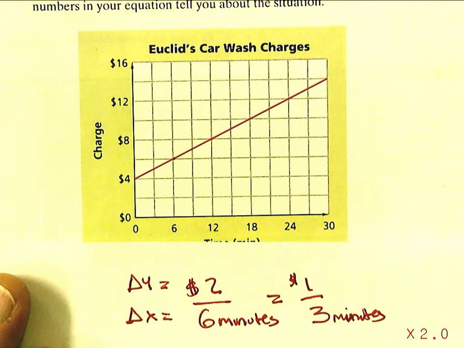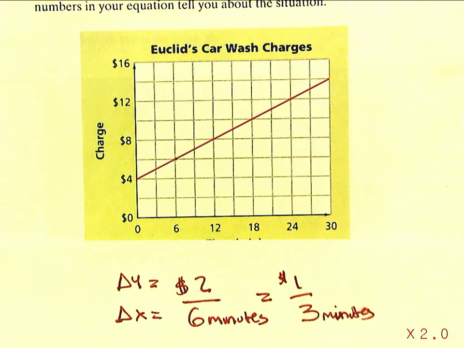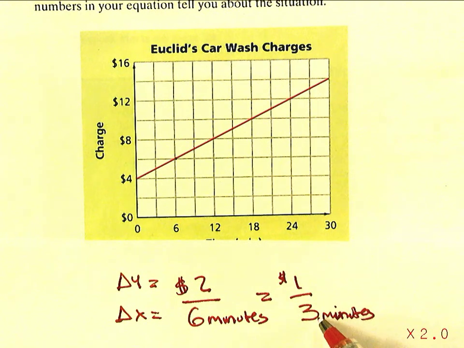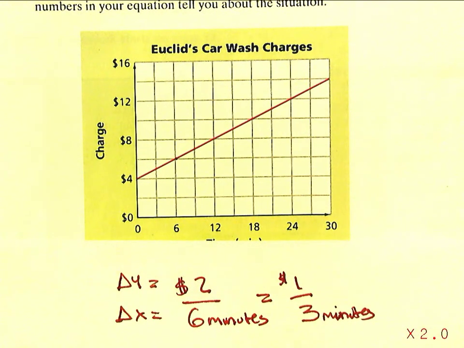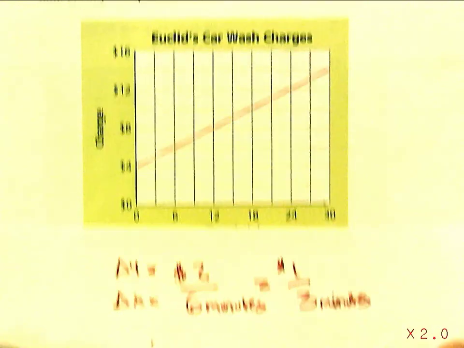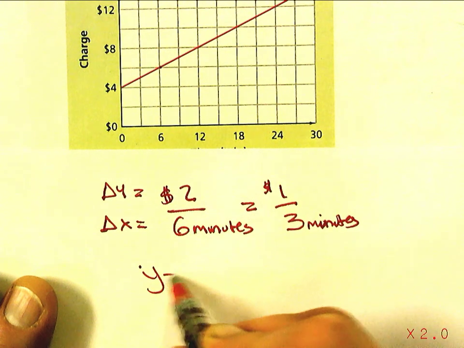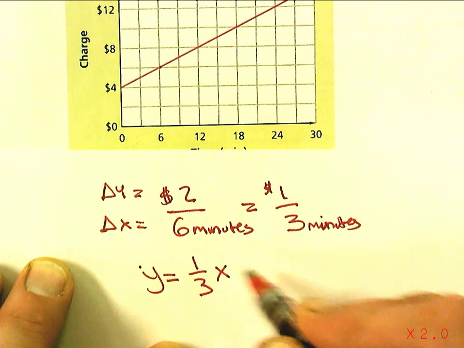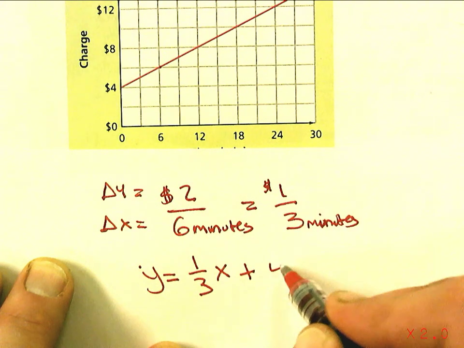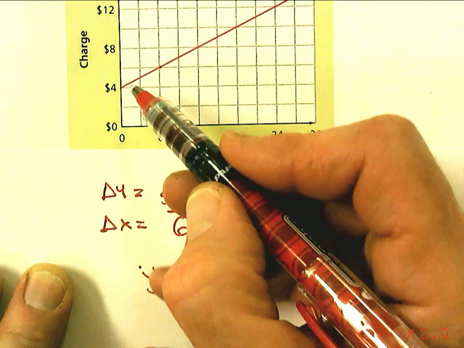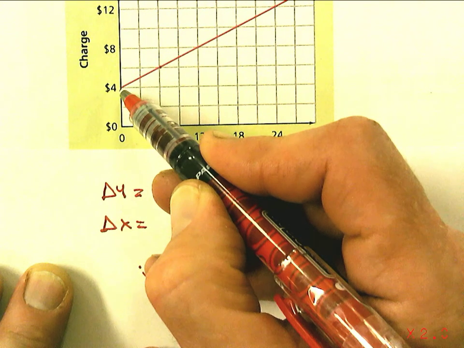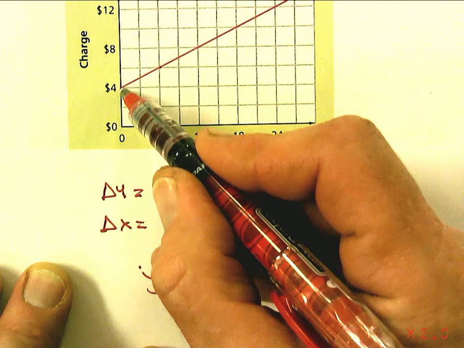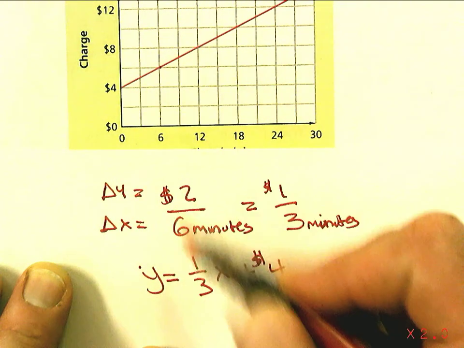Simplifying the fraction allows me to write an equation, because I know that there's this $4 charge up front plus $1 for every 3 minutes. So we can write the equation y equals 1/3 times the minutes plus $4. That's the y-intercept, the point where it crosses the y-axis. So my y-intercept is $4. The point is (0, 4), and then it goes up 1/3.